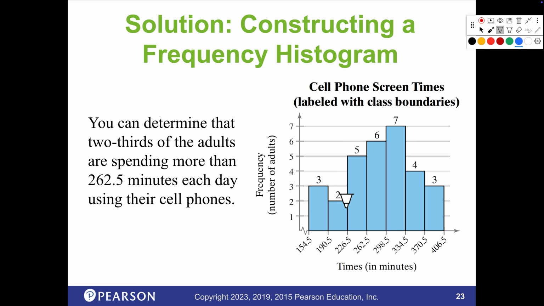And so here's an example, and from looking at this, you can determine that 2/3 of the adults are spending more than 262 minutes. Okay, here's 262.5. So you could add these up or visually see. I would add them up. I'd get 7 and 7 is 14. There's 20 of them there. So 20 out of 30 are spending more than 262.